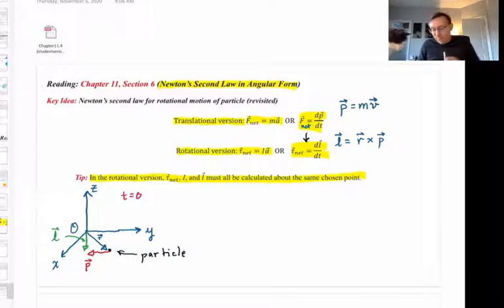That angular momentum arises from the fact that the r vector for the particle is rotating clockwise about O at this moment.